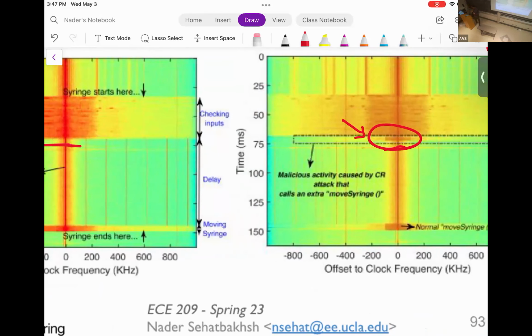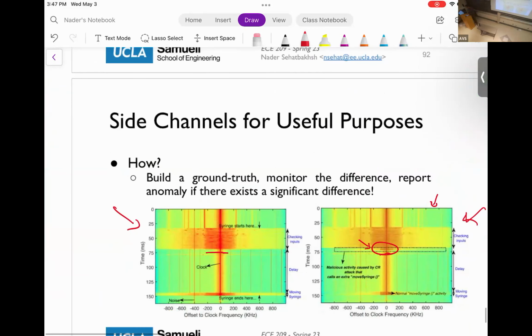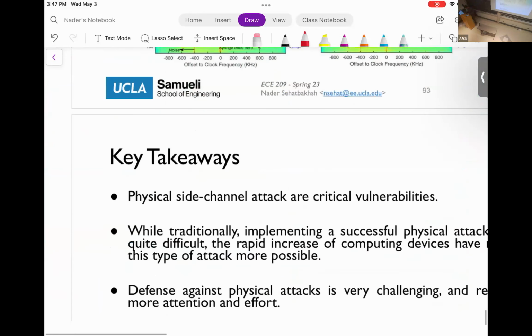So the idea basically here is that I can use side channels to build a ground truth and then monitor the device. So device monitoring can also happen with side channels. The information is there. Instead of using it for extracting information, use it for something useful, such as, for example, program monitoring. Okay, so that's kind of the idea.